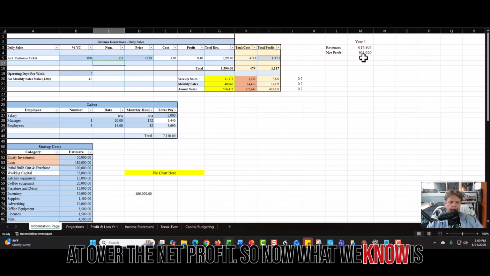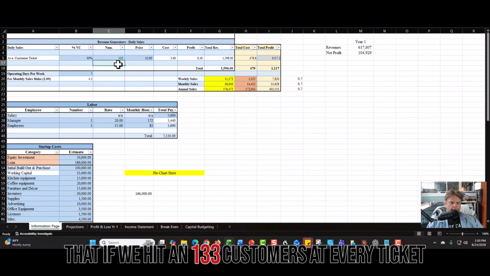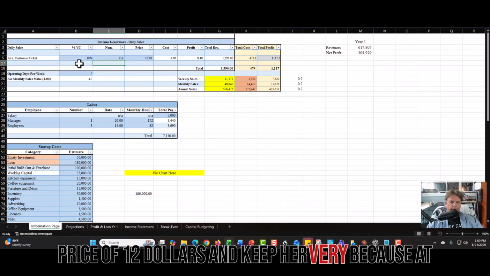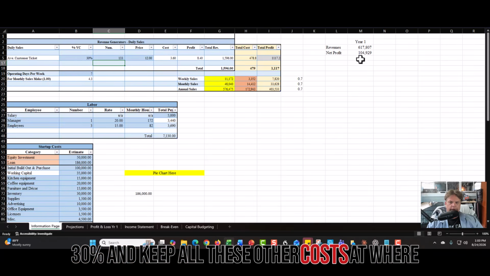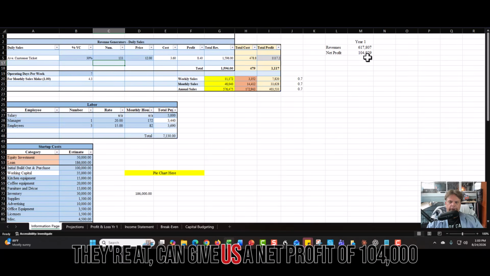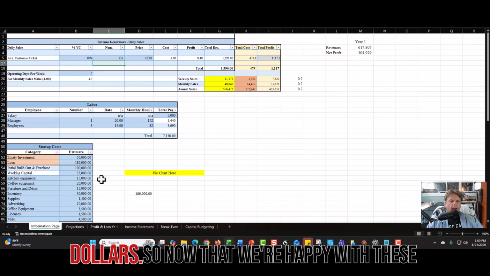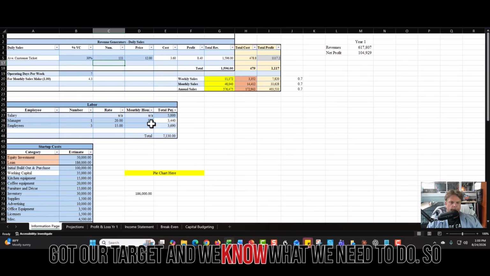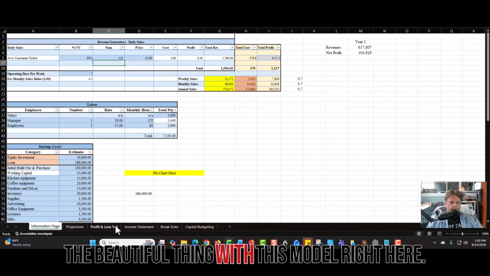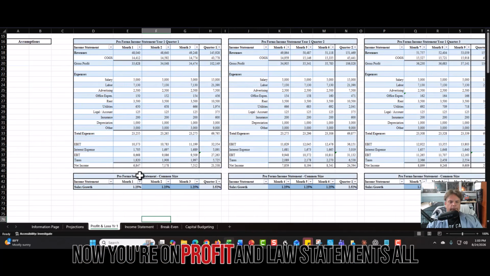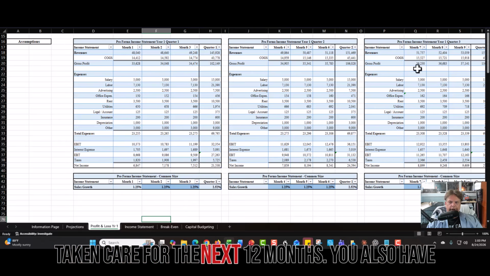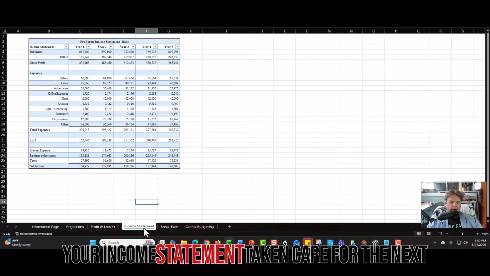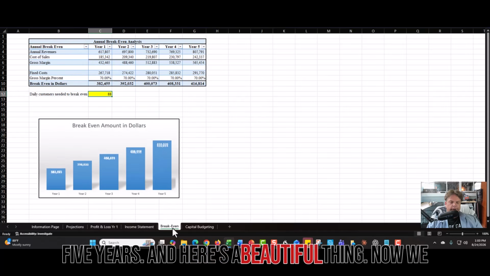So now what we know is that if we hit 133 customers at an average ticket price of $12 and keep our variable costs at 30% and keep all these other costs where they're at, it's going to give us a net profit of $104,000. So now that we're happy with these numbers, we're satisfied. We know that we've got our target, and we know what we need to do. So the beautiful thing with this model is now your profit and loss statement is all taken care of for the next 12 months. You also have your income statement taken care of for the next 5 years.